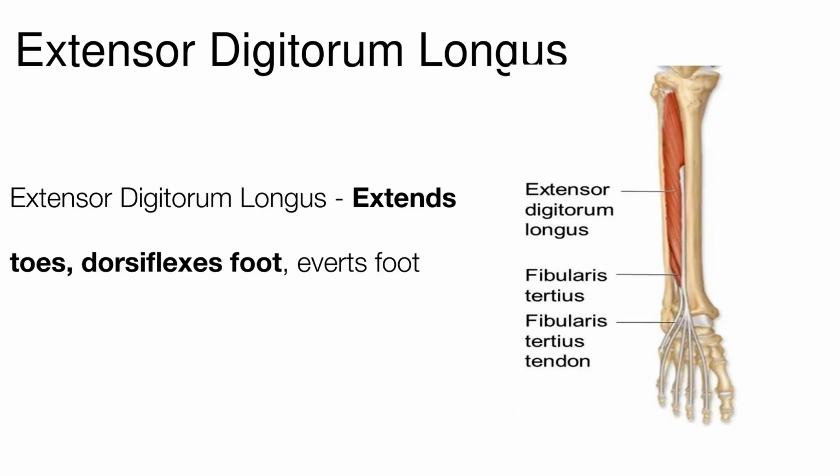Moving on to the extensor digitorum longus, this muscle extends the toes and also helps with dorsiflexion of the foot, as well as eversion, which is turning the sole of the foot outward. The diagram here shows the extensor digitorum longus along with the fibularis tertius, both of which contribute to these movements. The tendons of the extensor digitorum longus can be seen running to the lateral foretoes.